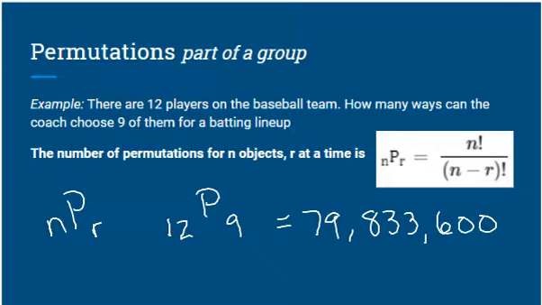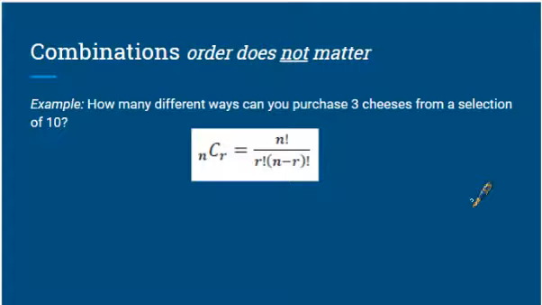All right. Next thing is combinations. In a combination, the order does not matter. When I was picking those players for my batting lineup, it's different if you're batting first versus if you're batting fifth. It makes a difference what order you put the people in. But sometimes it does not matter what order.